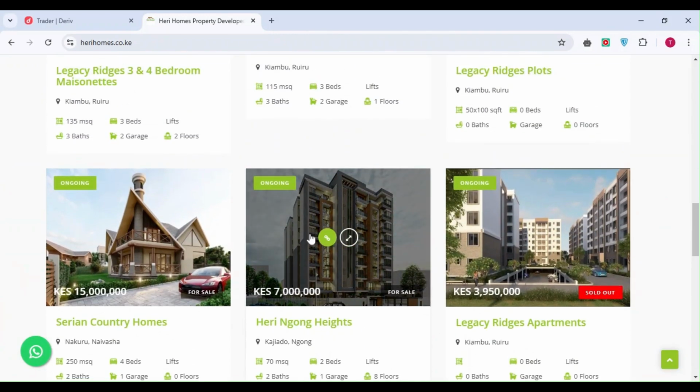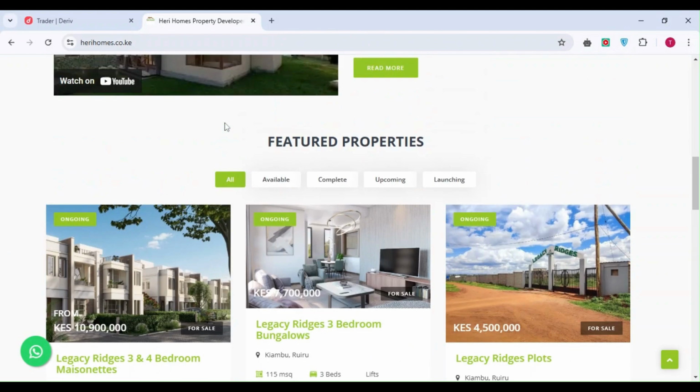So check out Harry Homes. I have properties also in Kitusuru. In Kitusuru, by the way, we also have properties that are available right now. 3 bedrooms available right now, which you can start earning immediately. If you buy those properties, you can start earning rent right now. You understand? So be sure to check that one out.